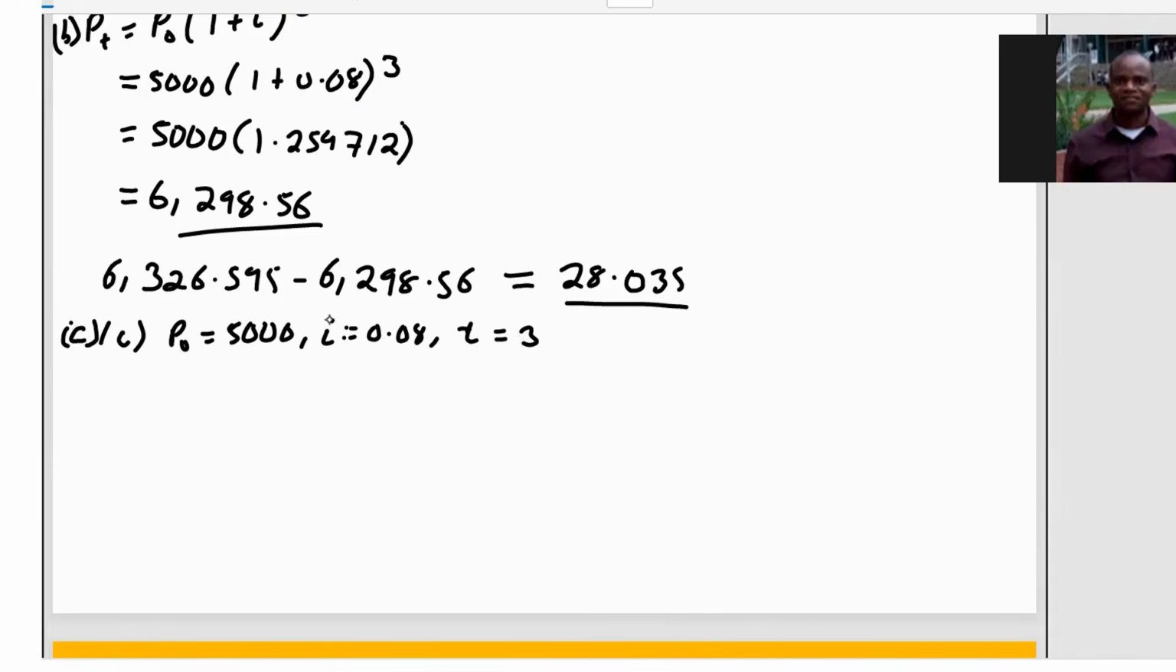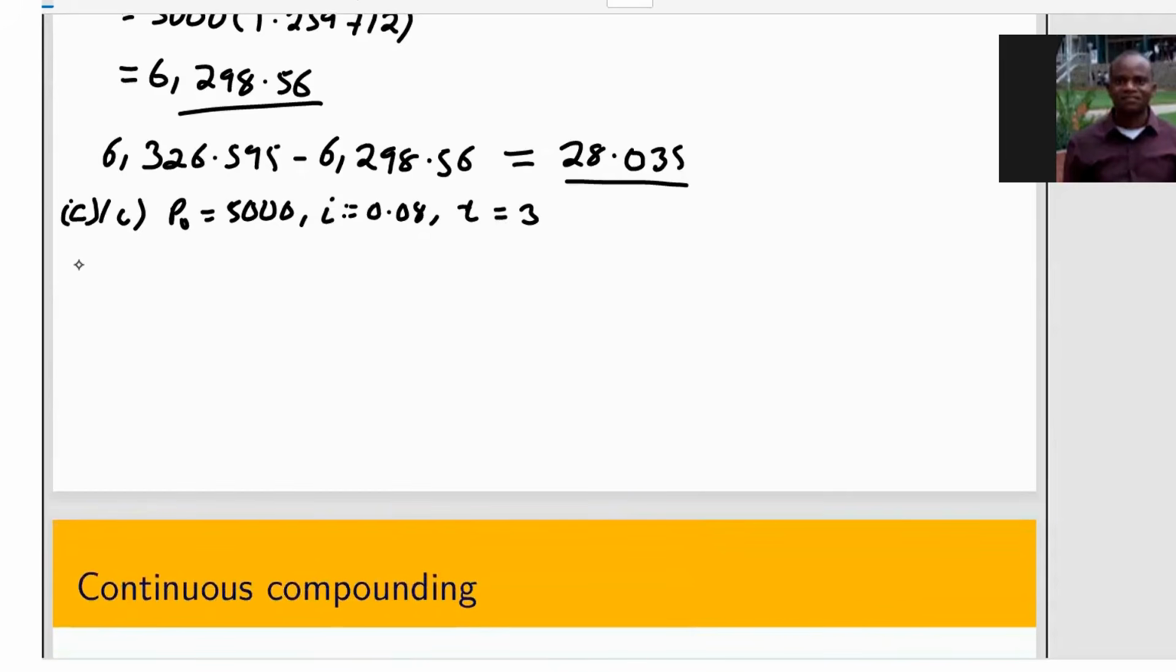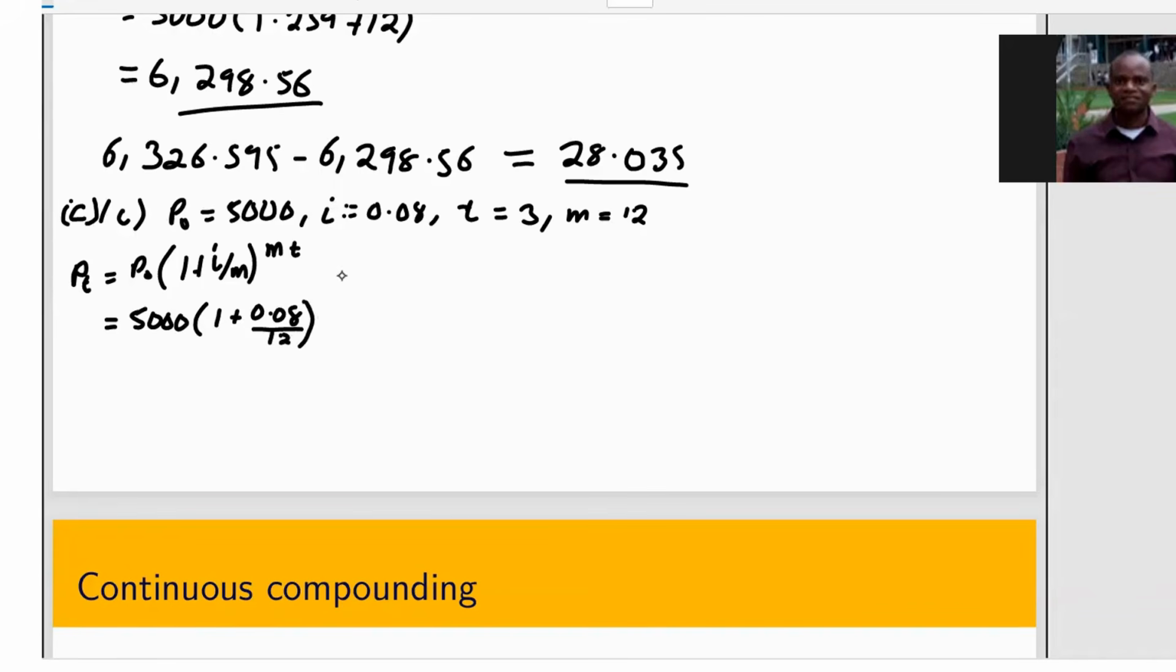Let's use formula number 9 or equation 9. So equation 9 tells us that PT is equal to P naught times 1 plus I over n, to the power n times t. So here, since the first part says that it is compounded monthly, meaning that n is equal to 12, because in a year there are 12 months. So let's plug in these parameters. P naught is 5,000, then 1 plus I is 0.08 over 12, then to the power 12 times T, which is 3.